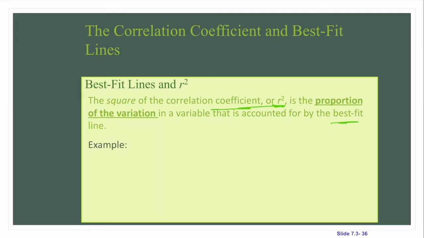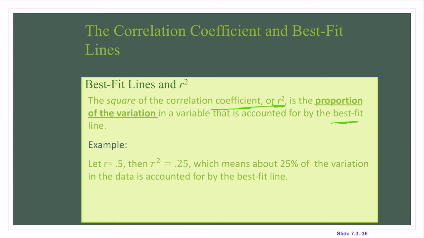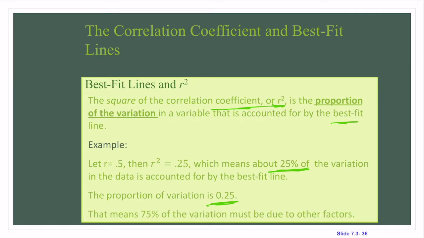So for example, if I have R equals 0.5, R squared would be 0.25, which means that 25% of the variation in my data is accounted for by the best fit line. The proportion of variation would be R squared, which is 0.25. That means that 75% of my variation must be due to other factors, and only 25% is accounted for by that line.